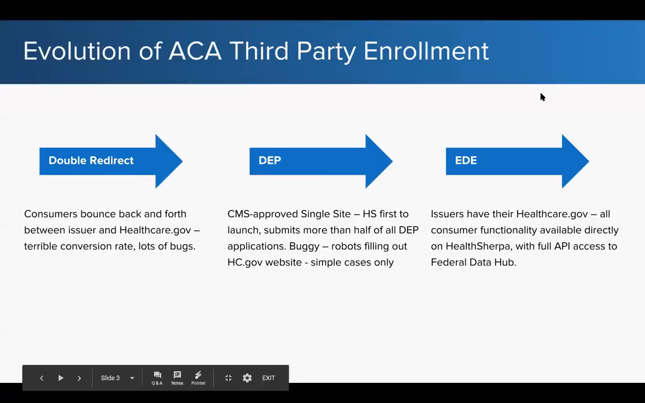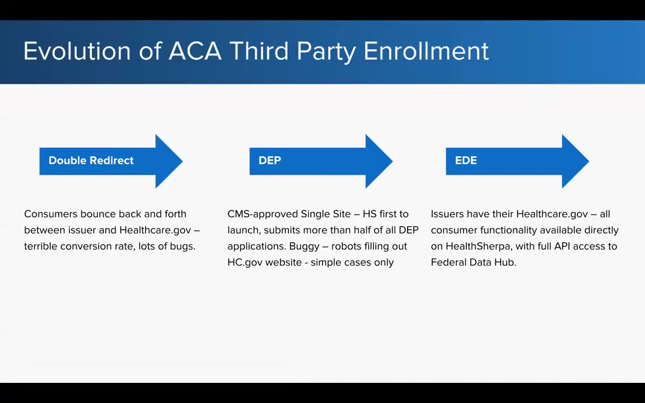So just briefly, I'll show you what the evolution of the technology is going to look like. Currently, the way that it works is you'll start the application on HealthSherpa, and then after you get the quote and look at the different plan options, to complete the application, you'll actually have to go to healthcare.gov. So it will redirect you to healthcare.gov, and then you'll be directed back to HealthSherpa at the end to finalize your plan selection and submit the application. So that's called the double redirect.